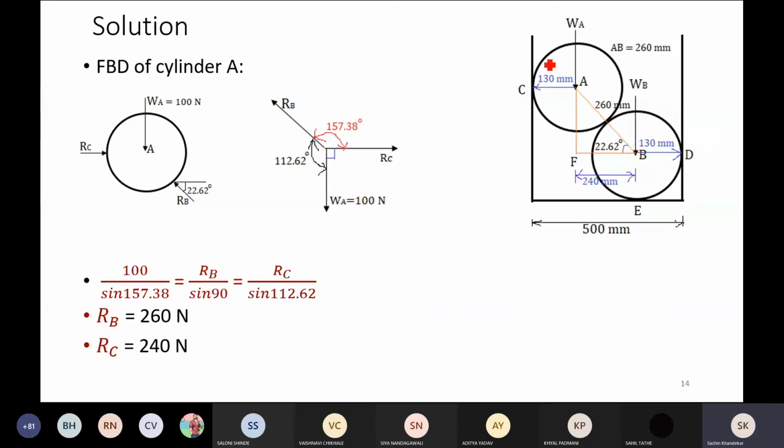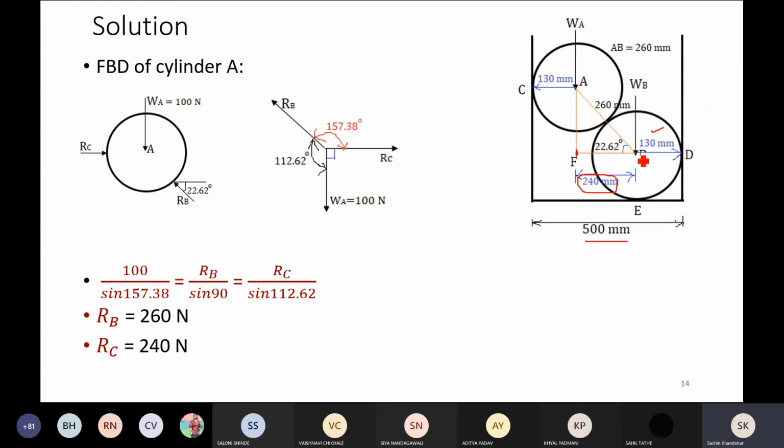Fine. Now see here, as far as this cylinder A is concerned, as we know, the radius of cylinder A is 130 millimeter. The radius of cylinder B is also 130 millimeter. It is shown here. The base width of the channel is given. It is 500 millimeter. Now, AC, that is A to C, is 130 millimeter, B to D is 130 millimeter, and hence what should be this distance FB? No doubt it must be 500 minus 130 minus 130, which is 240 millimeter. So we know the horizontal distance between F and B.